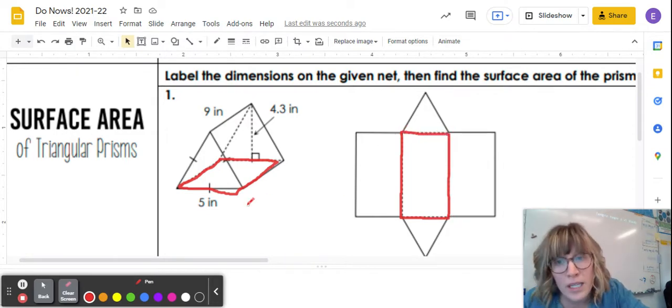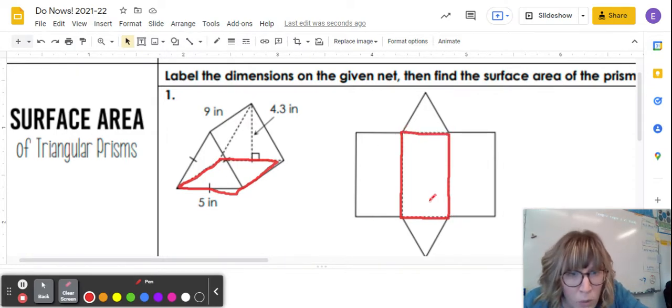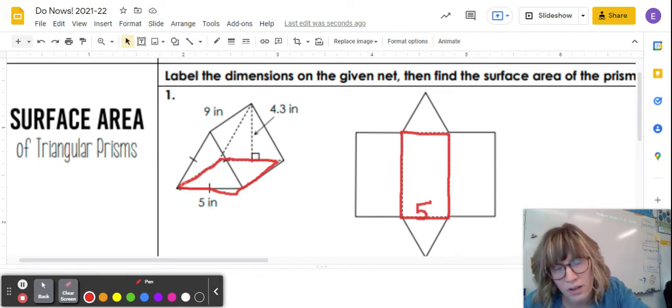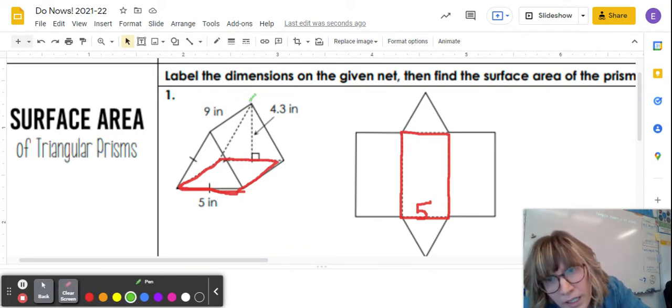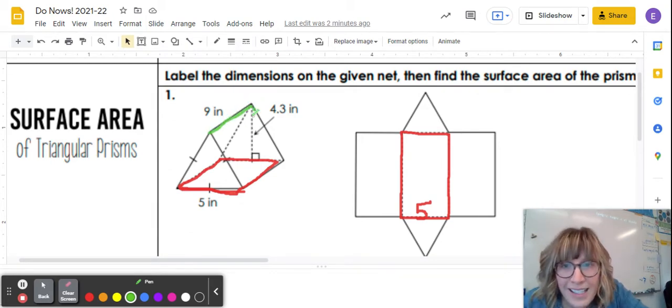And so when we do that, we can see that we have a width here of 5 inches. This is given to us. And then we're given some other information. We're given that this up top is 9 inches, and we're given that this height here is 4.3 inches.